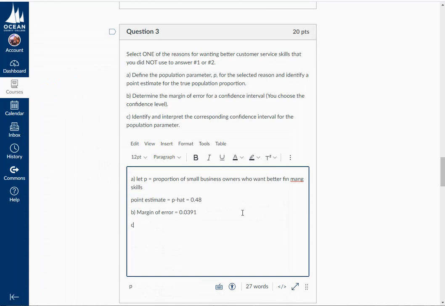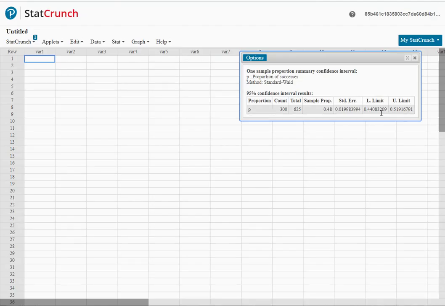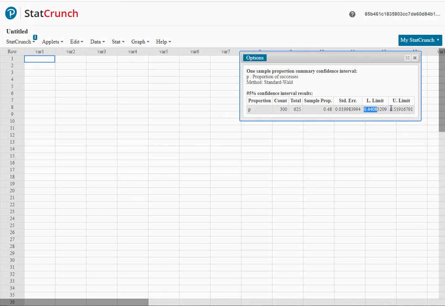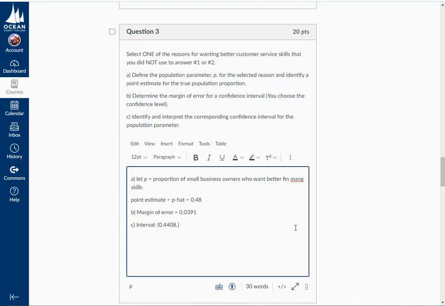And then next, it just says identify the corresponding confidence interval. Well, again, that's just right there in StatCrunch. It's 0.4408, and it's going up to, again, 0.5191.